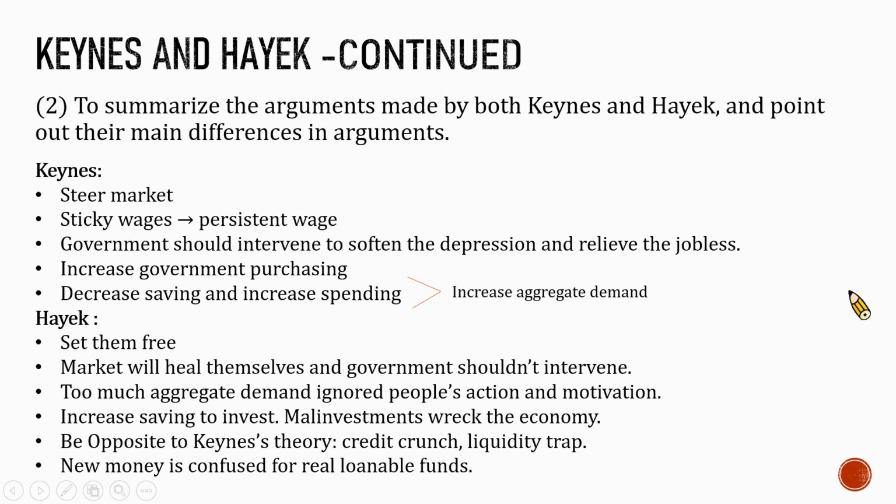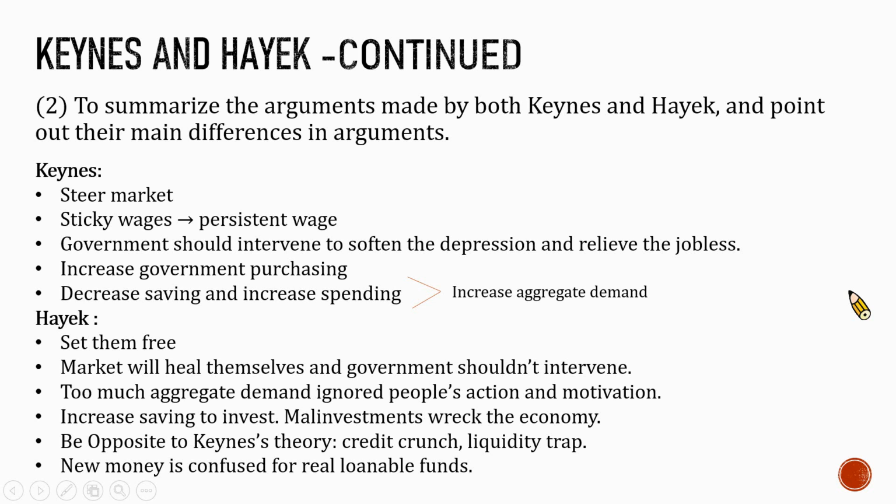However, Hayek thinks we should set them free, as well as free markets, and markets will heal themselves, and government shouldn't intervene. He disputed the use of fiscal policy in moderating the ups and downs of the economy, and said too much aggregate demand ignored people's actions and motivation. Increased saving to invest, malinvestment wrecks the economy, and he was opposite to Keynes' theory, for he thought it would cause a credit crunch and liquidity trap, and new money is confused for real loanable funds, for it's just inflation and will cause future destruction.